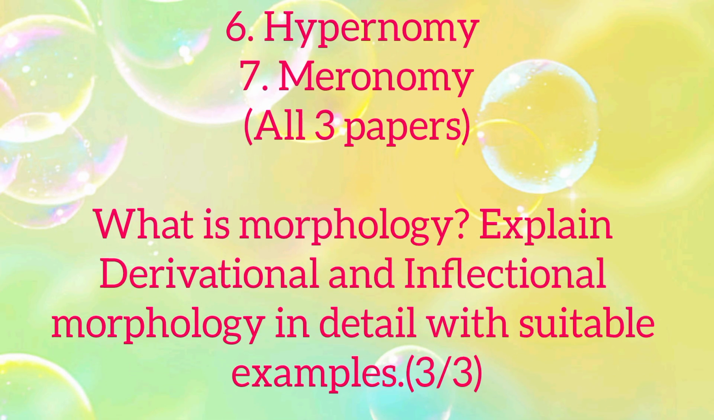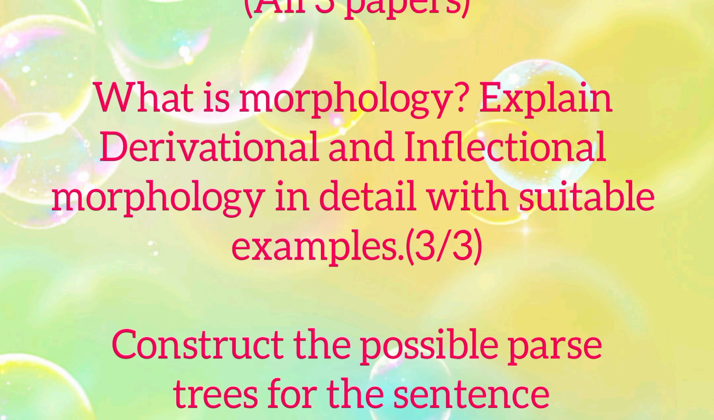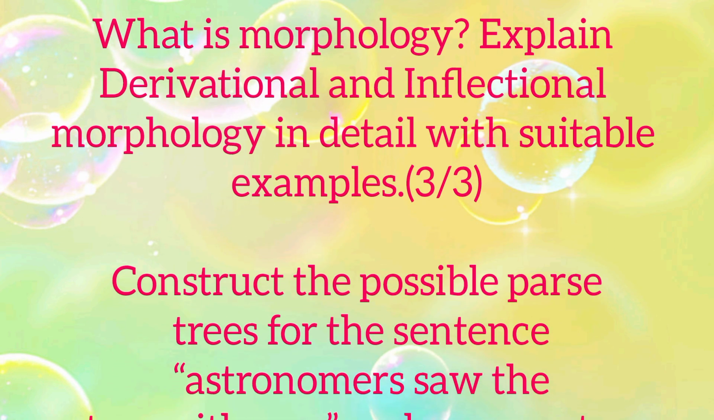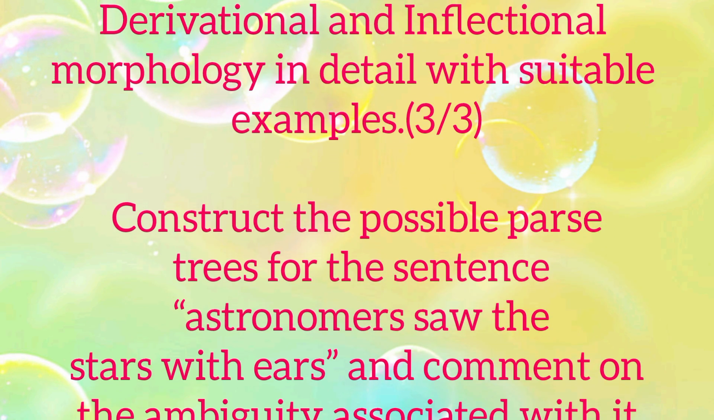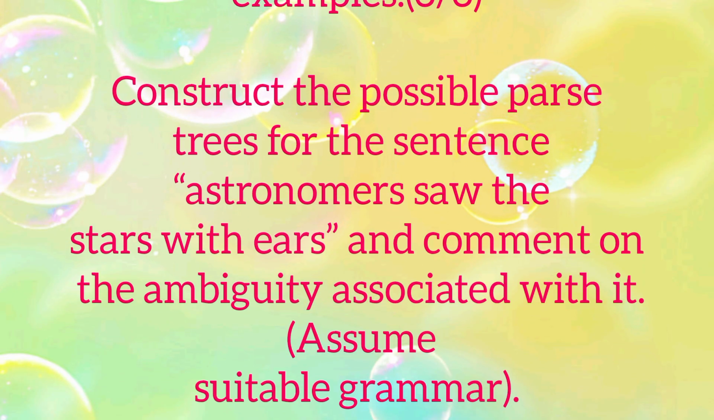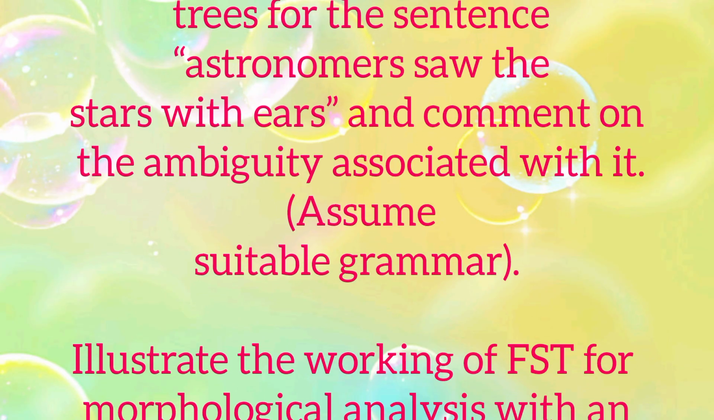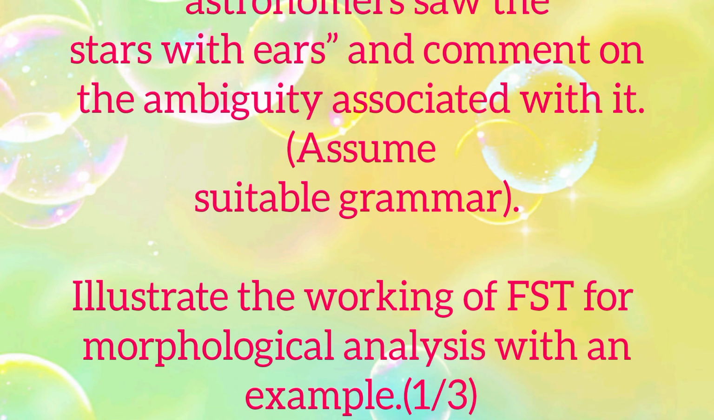Next question is what is morphology? Explain derivational and inflectional morphology in detail with suitable example. This question has also occurred in three papers. Construct the possible parse tree for the sentence "Astronomers saw the stars with ears" and comment on the ambiguity associated with it. Assume the suitable grammar. The other question I will provide at last.